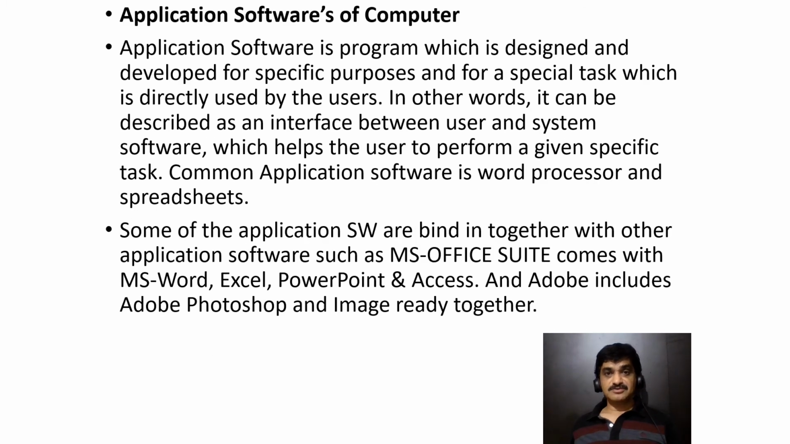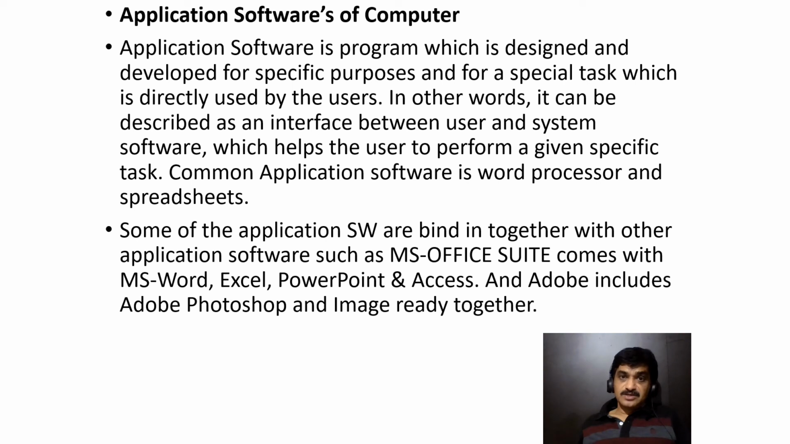Right? Application software of a computer. Application software is a program which is designed and developed for specific purposes, for a special task, which is directly used by the users. In other words, it can be described as an interface between the user and the system software which helps the user to perform a given specific task. Common application software are word processors and spreadsheets.